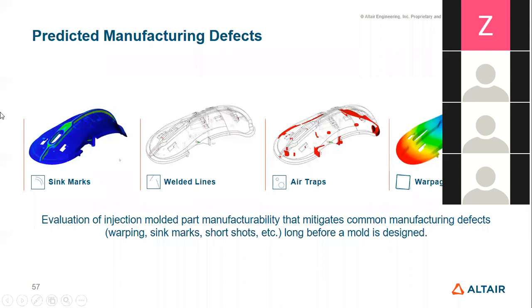So basically, these are the predicted manufacturing defects that you can easily predict at the earliest stage during the designing process. First is the sink mark. Sink mark, you can get the depression on your surface. Basically, these depressions are due to the shrinkage. And next is the weld line.